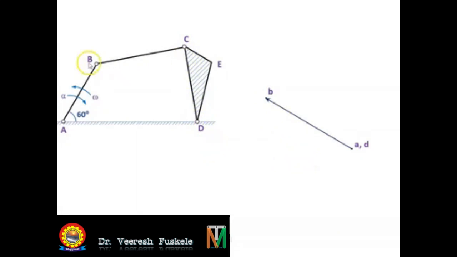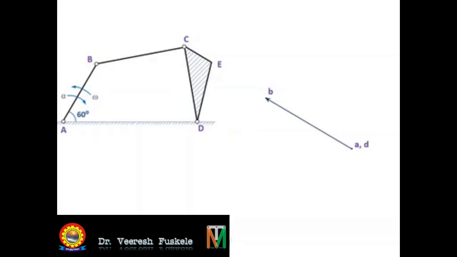So first we'll draw the velocity vector of link BC. Now we don't know the magnitude of the velocity of link BC, as we don't know the angular velocity of BC. Similarly, we don't know the angular velocity of CD. But we know the direction of the velocity vector of link BC and CD. So we will draw the direction of the velocity vector of link BC.